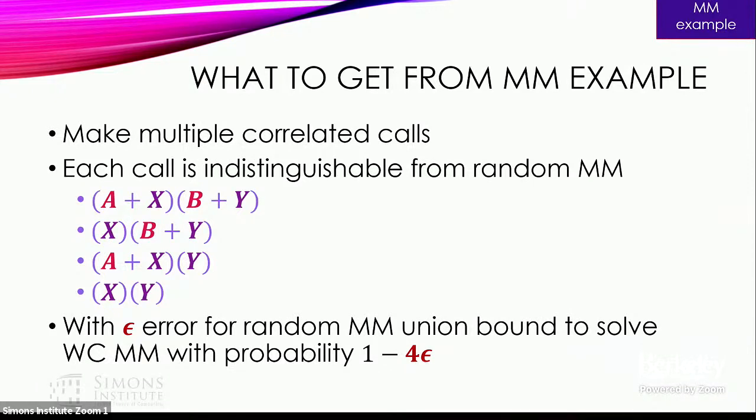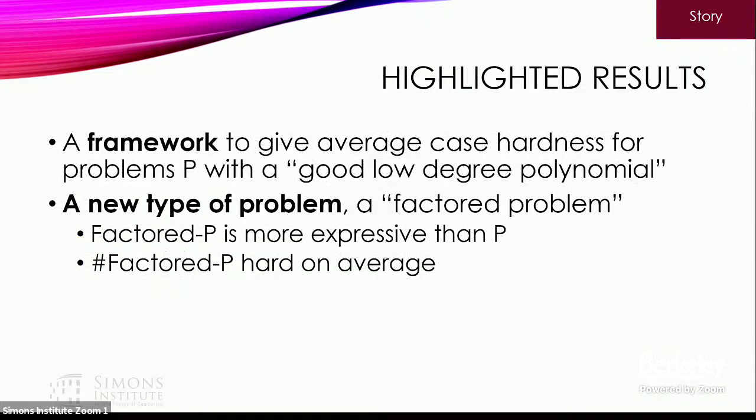This is a fun example. Now I'm going to talk a little bit more about some recent results and work in this area. So the highlighted results for the rest of the talk are going to be a framework that allows you to give average case hardness for worst case problems, as long as that problem is described by what we call a good low degree polynomial. I will also very briefly mention a new type of problem we described called a factored problem, where it turns out that the counting version of these factored problems have good low degree polynomials, and so you can get nice worst case to average case reductions.